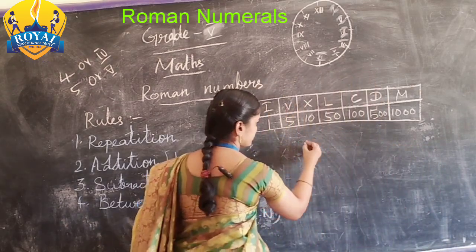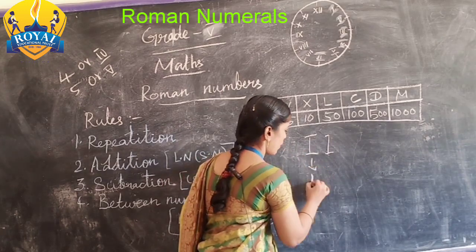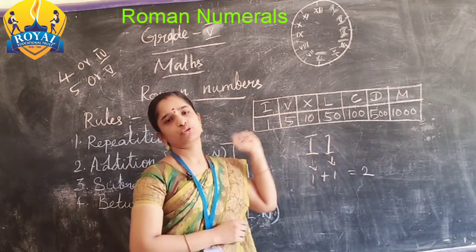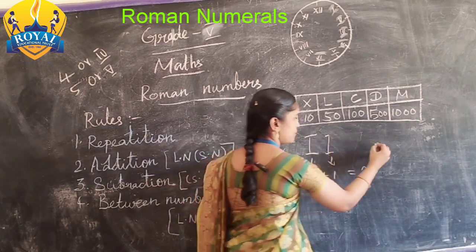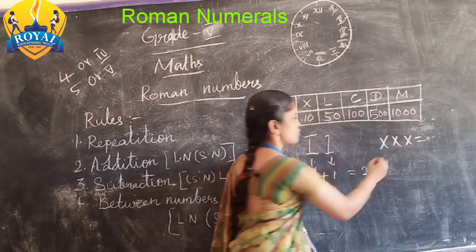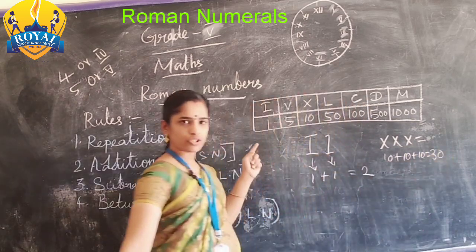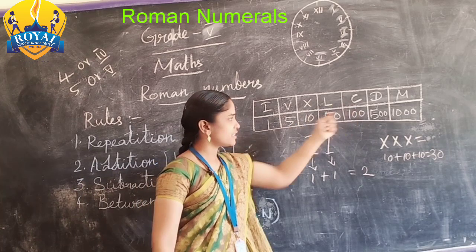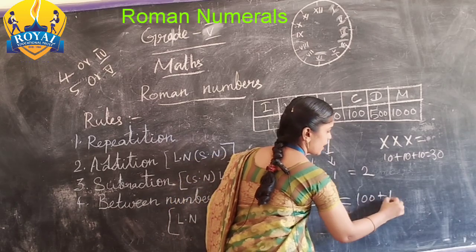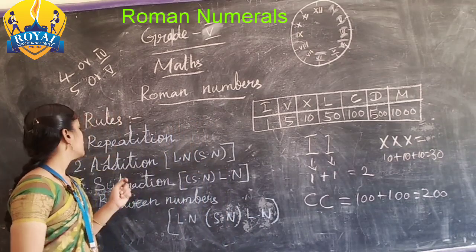For example, II. Here I indicates 1, so 1 plus 1 is equal to 2. So II is equal to 2. Another example, XXX. Here X indicates 10, so 10 plus 10 plus 10 is equal to 30. Another example, CC. C indicates 100, so 100 plus 100 is equal to 200.